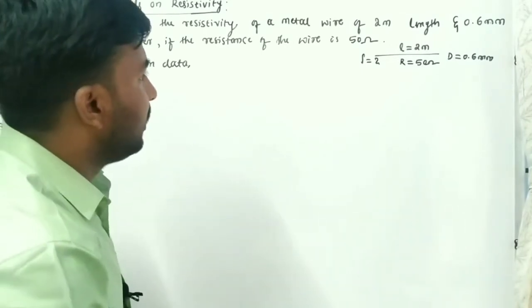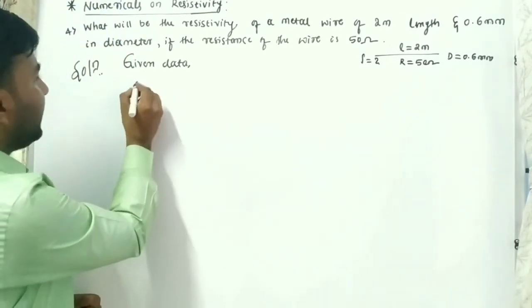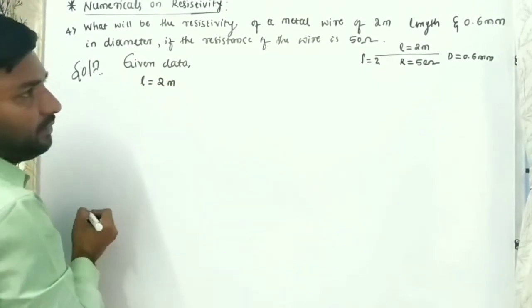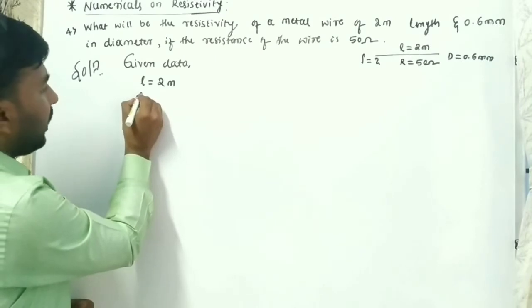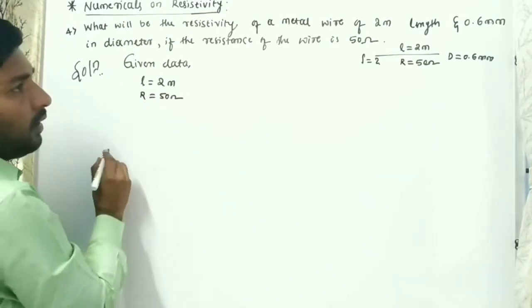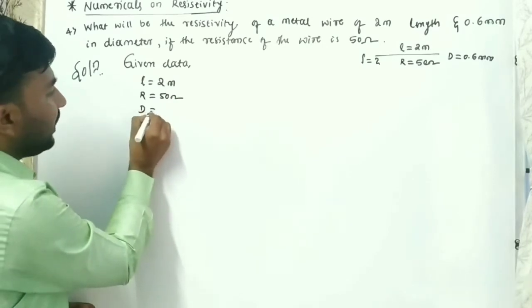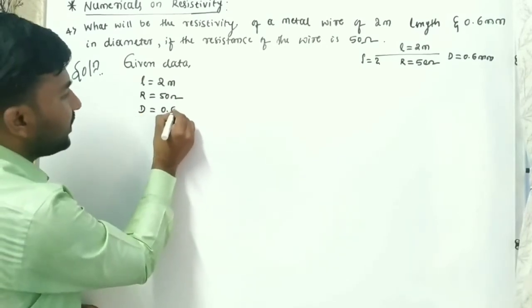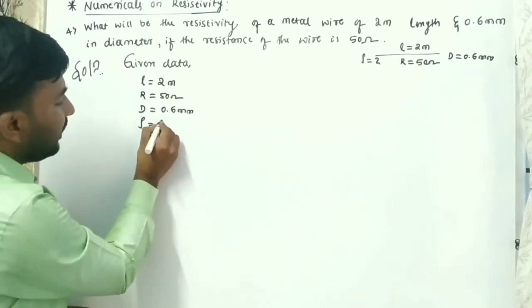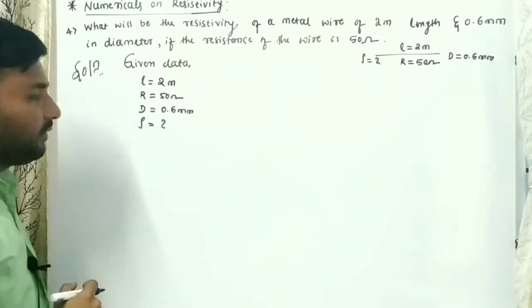Now write the given data here. Length is 2 meter, resistance is 50 ohm, diameter is 0.6 mm. Calculate the resistivity. Fine, this is the given data.